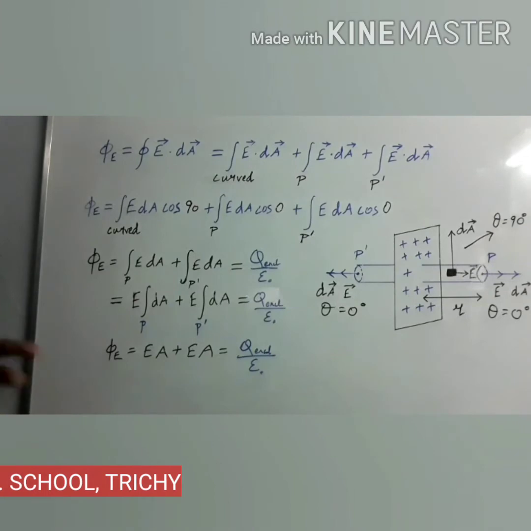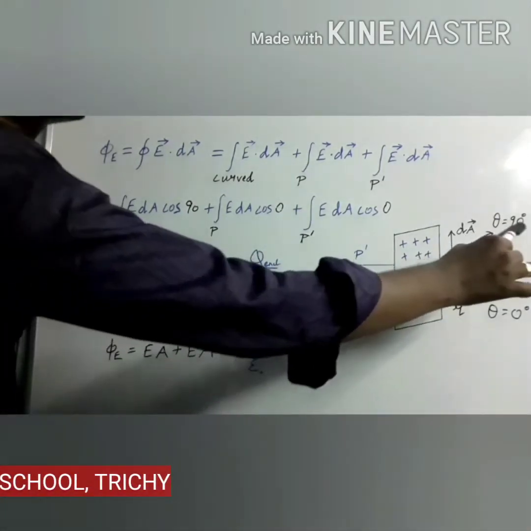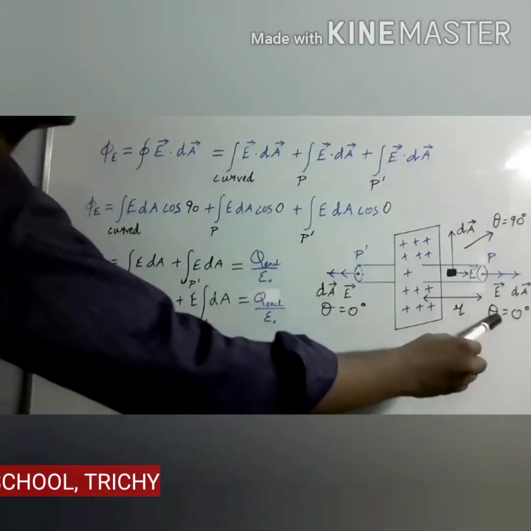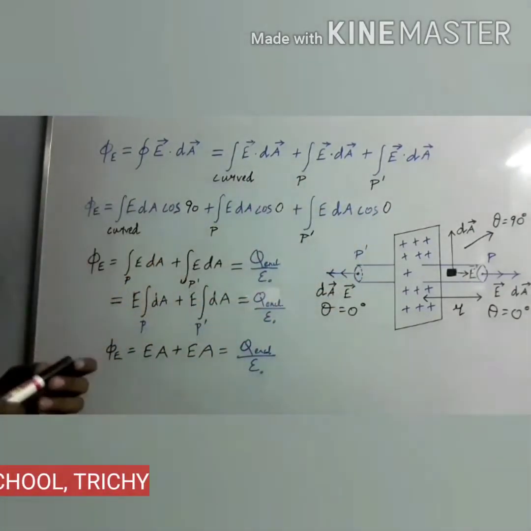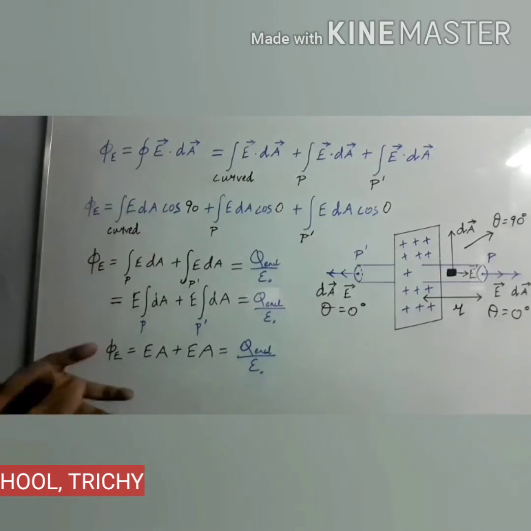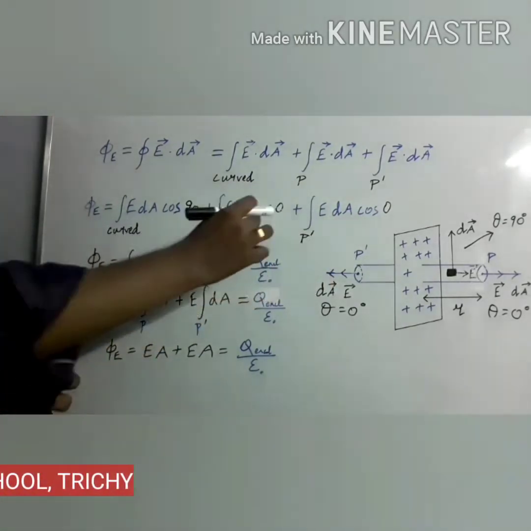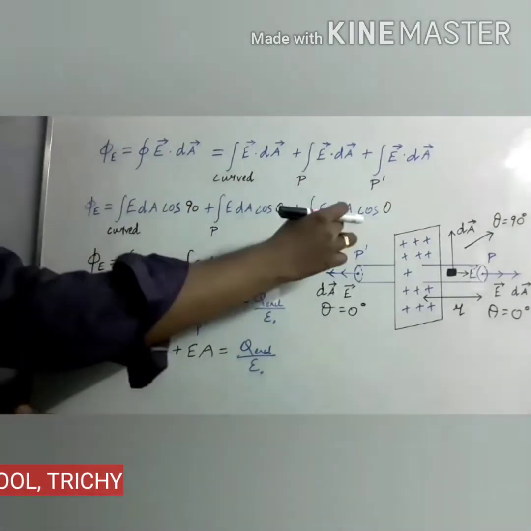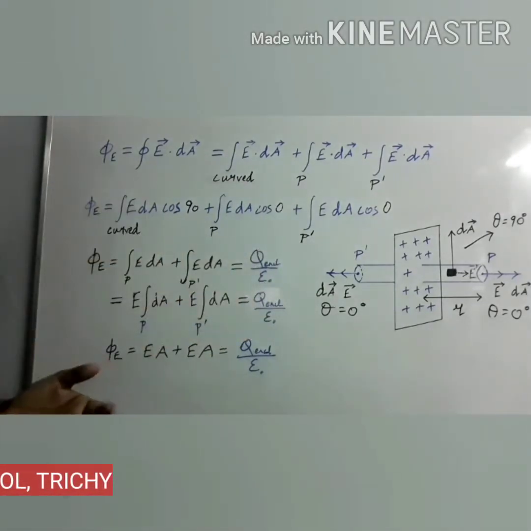I have substituted the values of the angle in each surface. At the curved surface, the angle is equal to 90. For the other two surfaces, theta is equal to 0. That also has been substituted here. We know that cos 90 is equal to 0, so this value will be equal to 0 and we can leave that. Phi E is equal to the summation of the other two values. Here cos 0 is 1, so we can leave the cos value. So that is equal to the integration of E dA plus the integration of the same E dA, which is equal to the enclosed charge divided by epsilon naught according to Gauss law. So phi E is equal to the enclosed charge divided by epsilon naught.